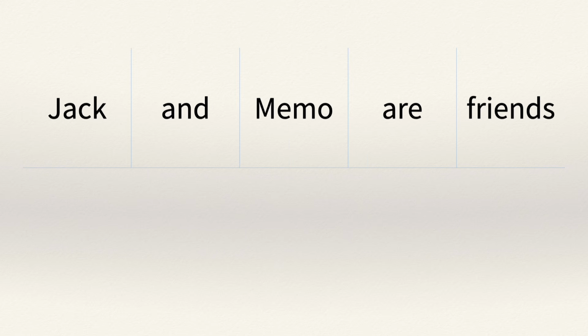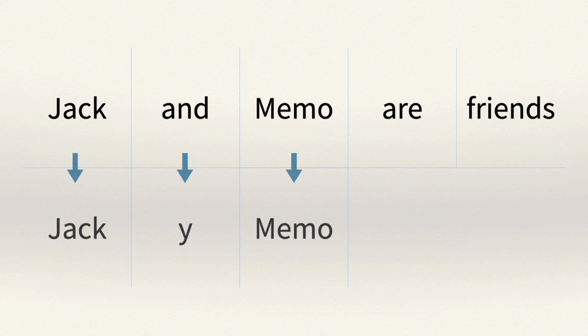All right, the next one is Jack and Memo are friends. So usually the proper names do not change. Jack is Jack. How do you say and? E. This one's very common, just like in English. Make sure you remember that one. E. Memo, are. How do you say are? Son. Ellos son. How do you say friends? Amigos. Jack y Memo son amigos. Can you say that? Jack y Memo son amigos.